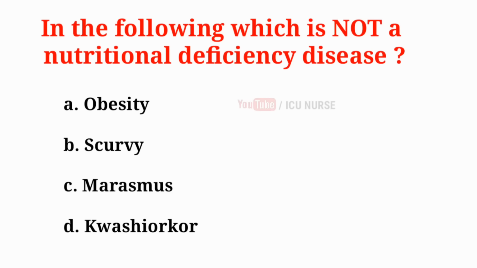Which of the following is not a nutritional deficiency disease? A. Obesity, B. Scurvy, C. Marasmus, D. Kwashiorkor. And the correct answer is A. Obesity.